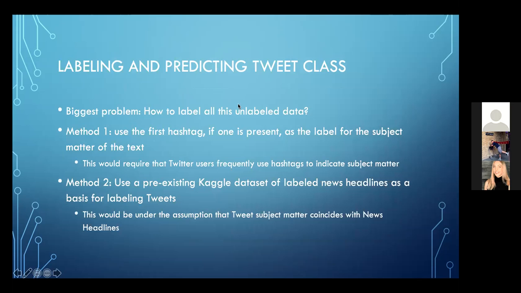Okay, so the biggest problem we had is how to label the data if we wanted to actually have labeled data and put it into classifications. So we came up with 2 different methods to test. One was looking at the first hashtag that was listed within the tweet and taking that as the label. So if it was like hashtag vote, that would be the label on it, would be vote. Any number of words could be in there, but we just took the first one and used that as the label.